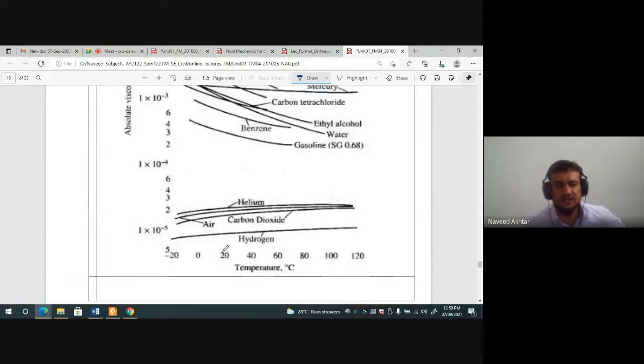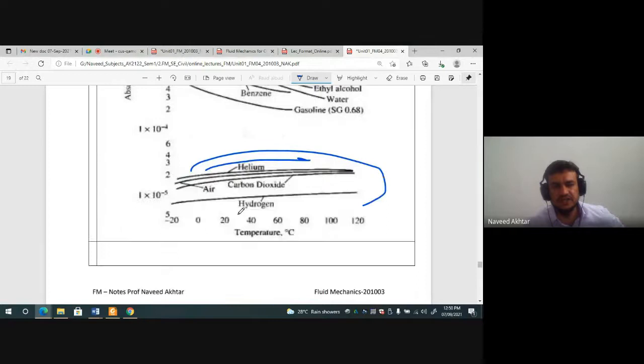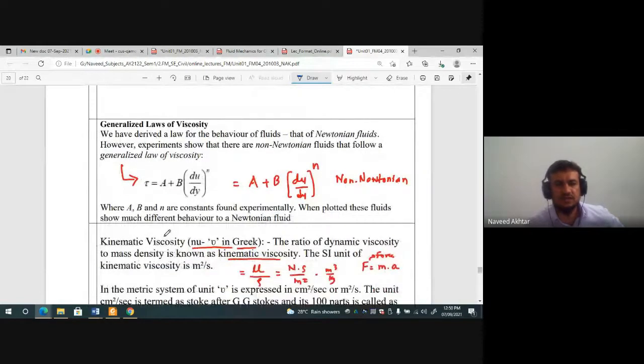So in air you can see, in gases it is increasing, but in the liquid, as the temperature increases, the viscosity decreases. That graph you have seen. And then we generalized the law of the non-Newtonian fluid, that is A plus B (du/dy) to the power of n, where du/dy is the velocity gradient.